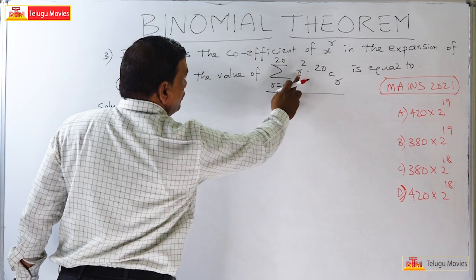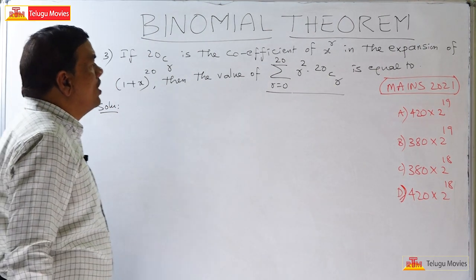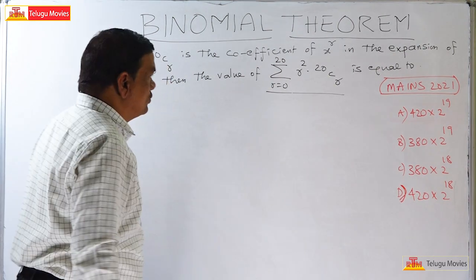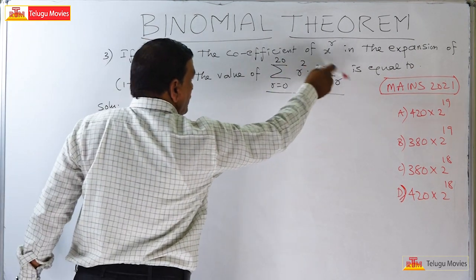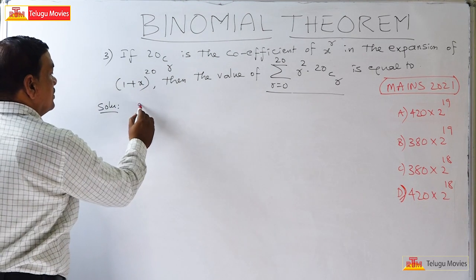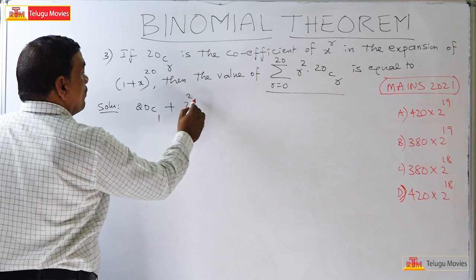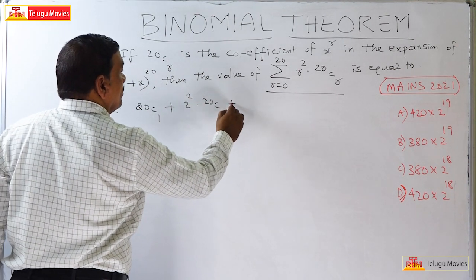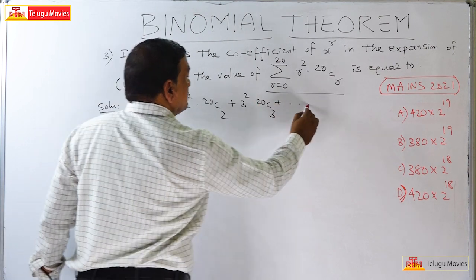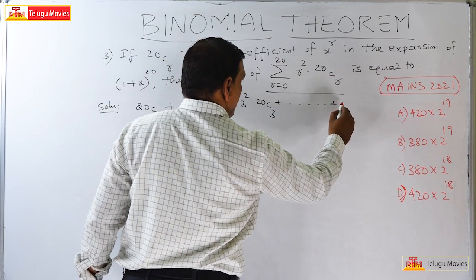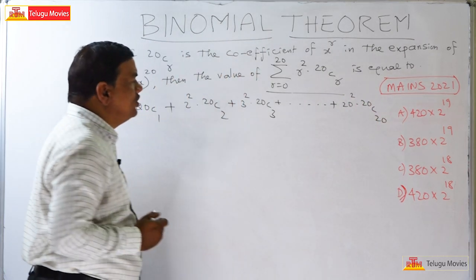If you put r is equal to 0, here is 0, so everything will become 0. Put r is equal to 1. Then you will get 1 into 20 c1, that is 20 c1, plus 2 square into 20 c2, plus 3 square into 20 c3, plus, the last one, 20 square into 20 c20. So this value you require.